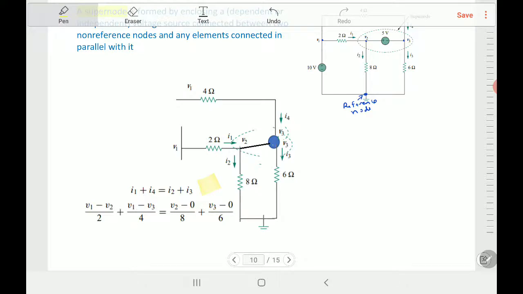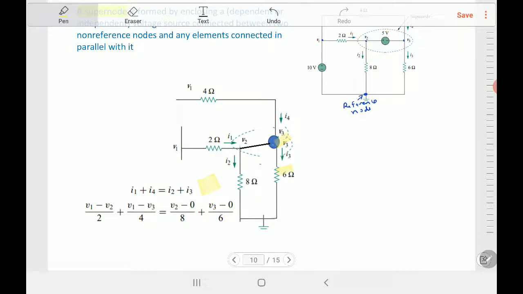You deal with it as a node. A super node is a node. What's different? Since it's a node, it follows Kirchhoff's current law, and because it's super, it will have a different voltage on each side. When you apply it, for example I1 is V1 minus V2 over 2 ohm. To find I2, in this direction it will be V2 minus 0 over 8. I4 will be V1 minus V3 over 4. I3 is V3 minus 0 over 6 ohm, and substitute in the equation. It's the same thing after that.